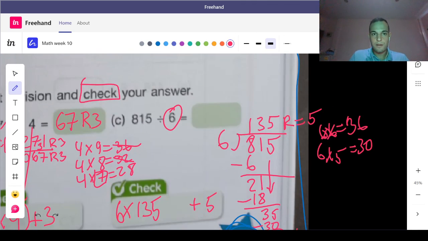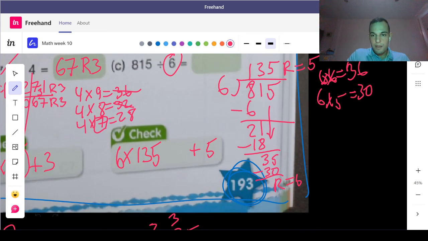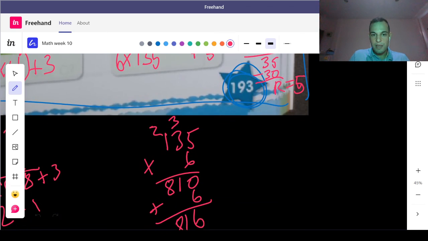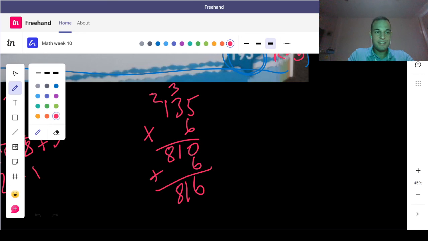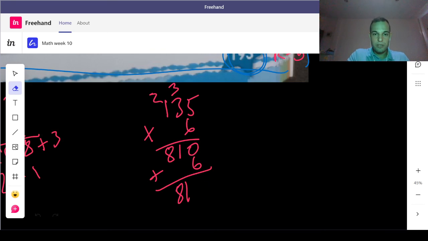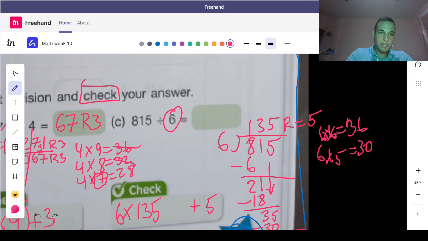Is that the right answer? Oh no, that's because this is a 5, not a 6. It's 810 plus 5. Alright. Silly teacher did it again. So we do 810 plus 5. And is it the same as the beginning? Yes, it is. The answer is right.